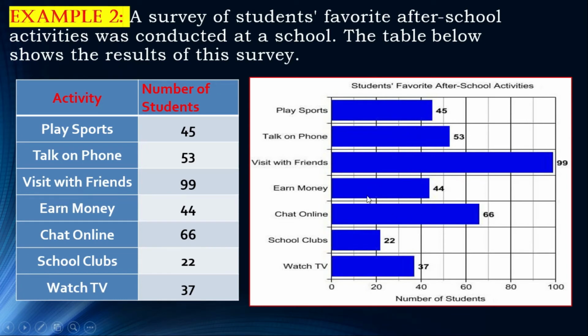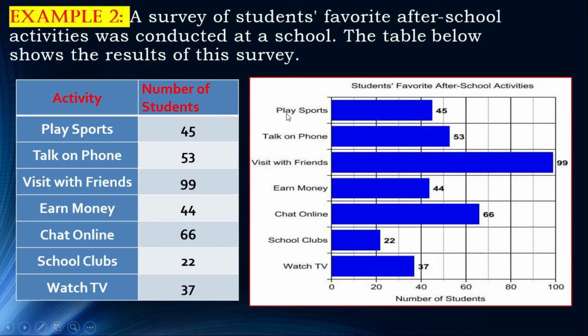Ayan. So, unahin natin yung play sports. So, pwede nyong ilagay yung mga activities dito sa side at yung number of students dito sa baba. Tulad ng sinabi ko kanina. Pero pwede din na isulat nyo yung mga activities dito sa baba mismo. Ayan. At yung number of students dito naman sa side dito. Okay lang magkabaliktad sa bar graph. Pero sa histogram, hindi pwede. Nandito yung frequency at nandito yung mga numbers or yung mga class intervals natin. Sa bar graph lang pwede.